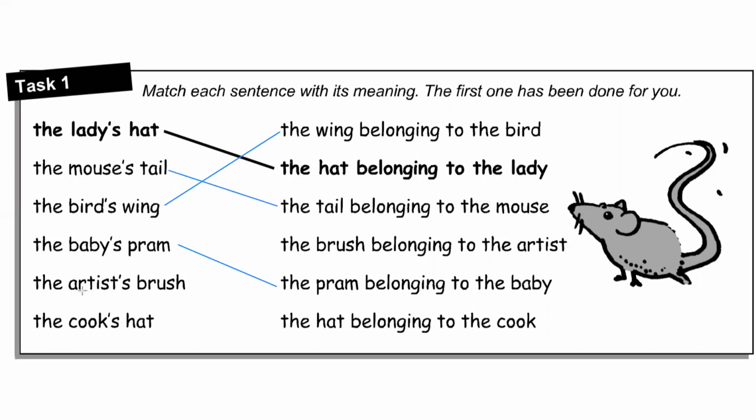The next one, the artist's brush. So the brush belonging to the artist, I can see is here. I'm going to connect my line, which means the last one, the cook's hat, which is the hat belonging to the cook. Brilliant. Okay.